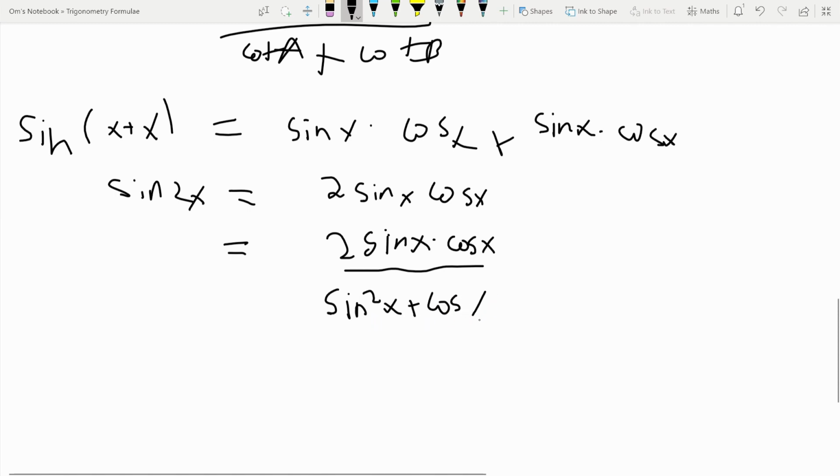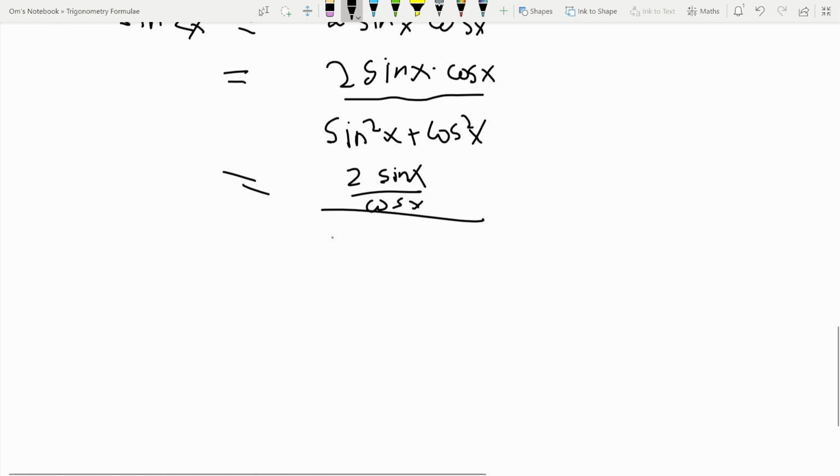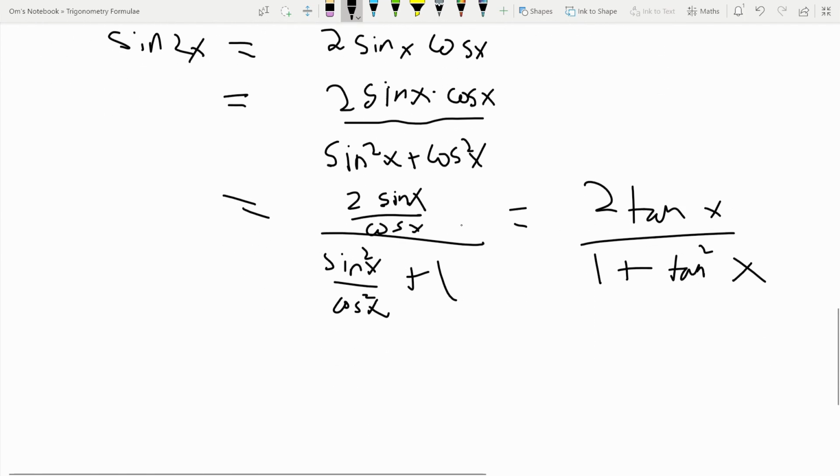And over here, we can divide this whole thing by cos square x, that is both the numerator and the denominator. When we do that, we can write 2 sin x by cos x, because I've cancelled a cos x, and we can also write sin square x by cos square x plus 1. Alright, so sin x by cos x is nothing but tan x, so we can write this as 2 tan x by 1 plus tan square x. And this is yet another form that is used commonly, and in fact you'll see this appear in inverse trigonometry quite often.